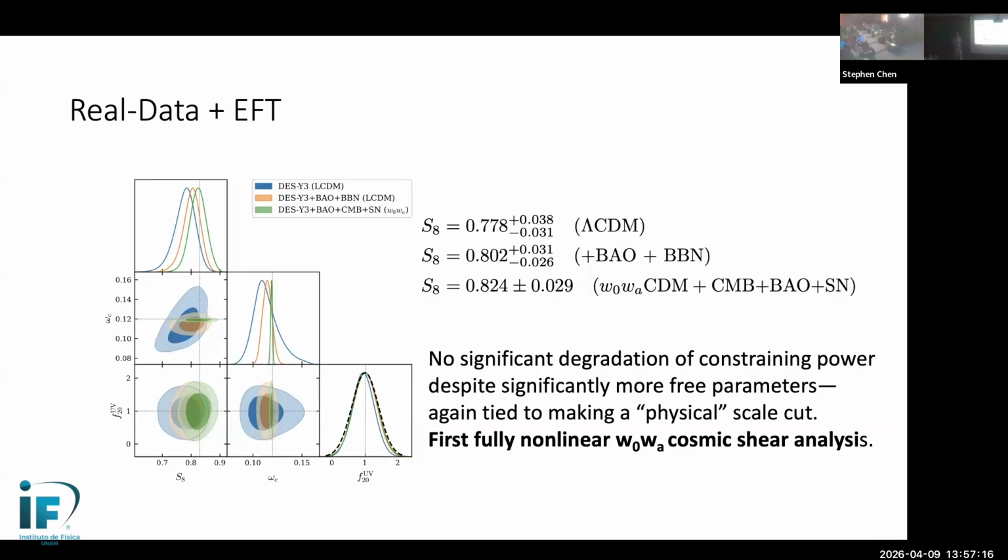Are these convergence maps or the shear? Sorry, by convergence I mean, okay, the theory-constructed convergence maps. Yeah. So these are DES Y3 data, actually. So, okay, these are the shear. Yeah, this is shear. Okay.